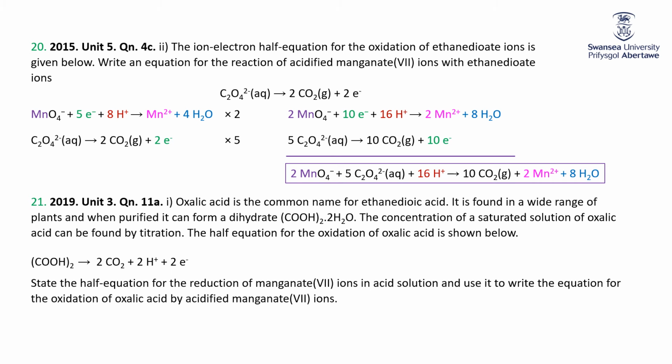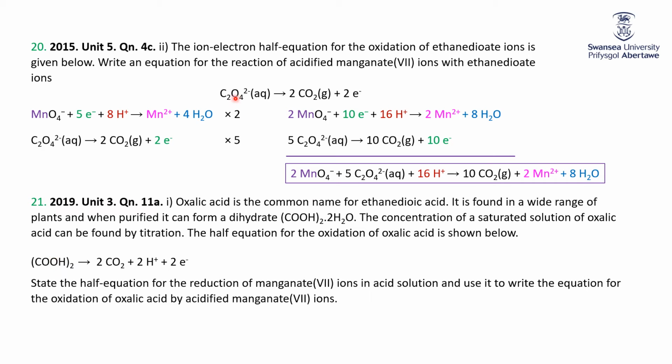Even more similar was this one from 4 years later. Oxalic acid is the common name for ethane dioic acid. Found in a wide range, blah, blah, blah, made a dihydrate. Now, look at the difference, though, between our oxalic acid, which we're going to write as COOH twice, and our oxalate, which is just the same thing, ethane dioate, minus the hydrogen.